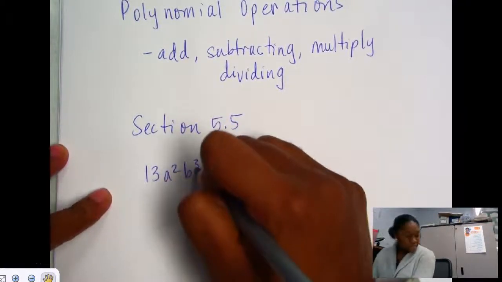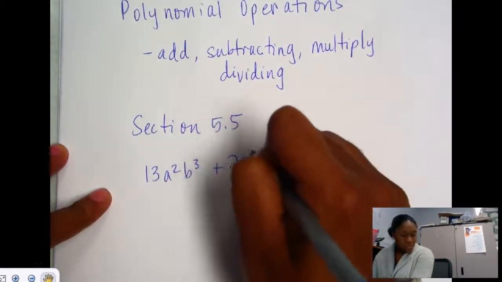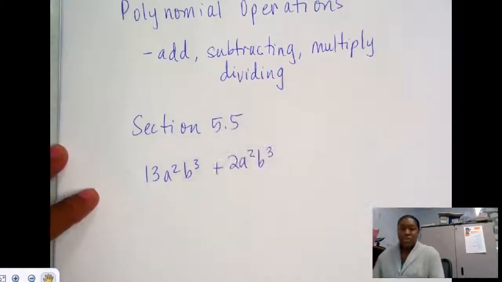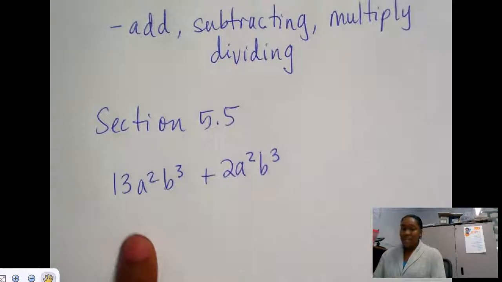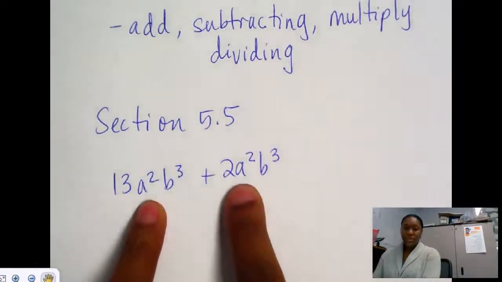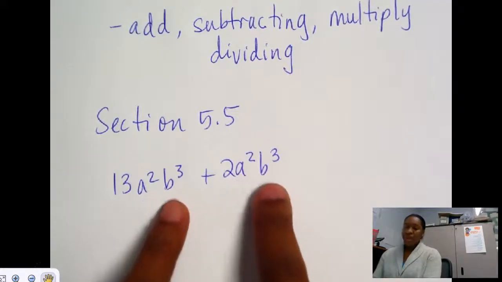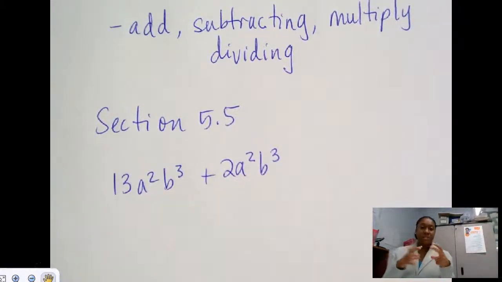All right, so if I look at skill practice, page 281, it has 13a squared b to the 3rd plus 2a squared b to the 3rd. The one thing you're going to notice, forgive my handwriting, is that both of these terms have a squared, and then you have the b cubed. That means these two can be added and combined because they are completely identical. Their a base has the 2nd power, and the b base has the 3rd power.